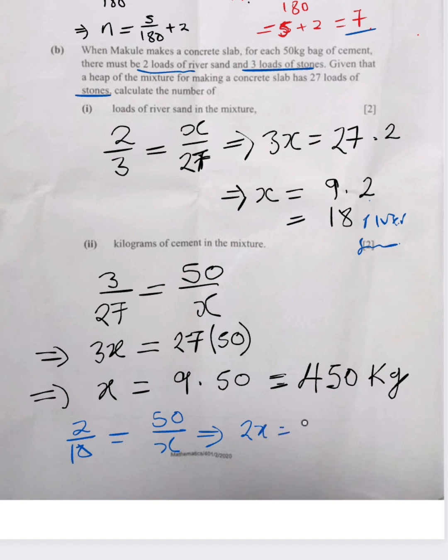This is 2x is equal to 18 multiplied by 50. We can divide throughout by 2, this 2 and 2 goes. So x is equal to, this is 2 into 18 is 9 multiplied by 50, which is just 250 kgs. So very simple. If we have 27 loads of stones, we are going to have 450 kgs of cement.